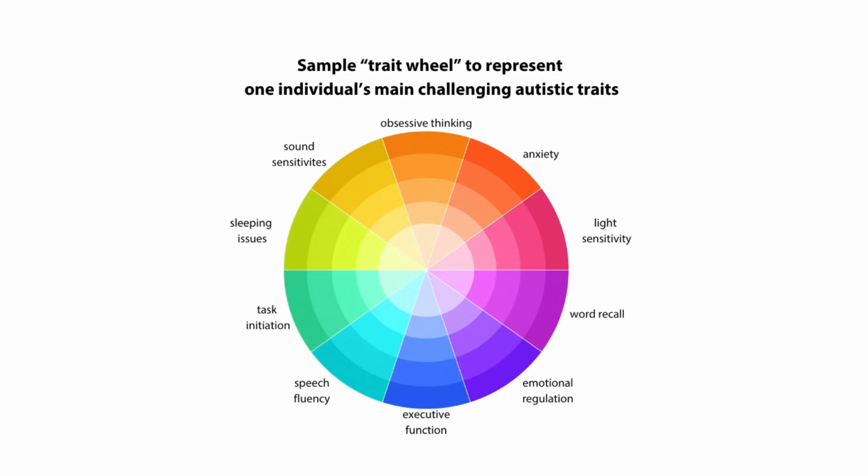In the next scene, David and I will discuss this graphic illustration of one individual's autistic traits in terms of challenges. This sample trait wheel helps emphasize that each different autistic person will have different traits and tendencies that can negatively affect them. It also helps demonstrate that a person's traits can vary in intensity throughout their lives, their days, and even within a day.